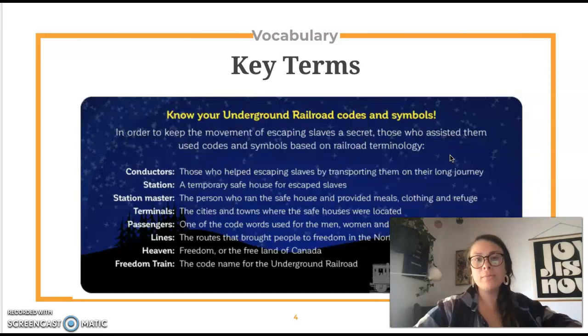The passengers were the men, women, and children who were escaping slavery. Remember, they weren't actually riding on a train. These were code words. Mostly, it was men escaping slavery because women and children had a very difficult time getting away from these conditions of slavery. Lines were the routes that brought people to freedom in the North. So you would choose a line and you would follow that line. Heaven was the code word for Canada, and Freedom Train was the code name for the Underground Railroad.